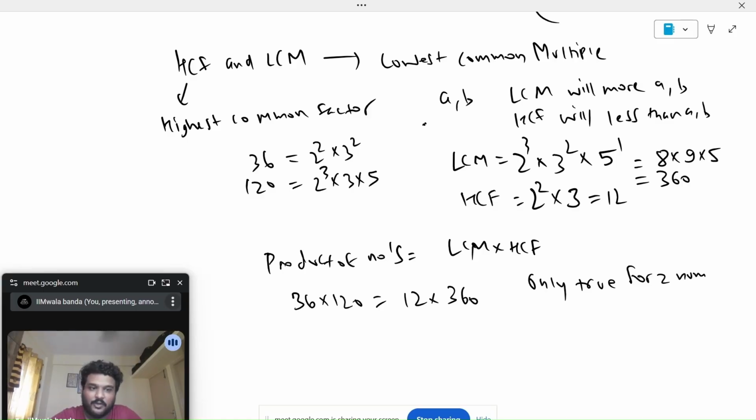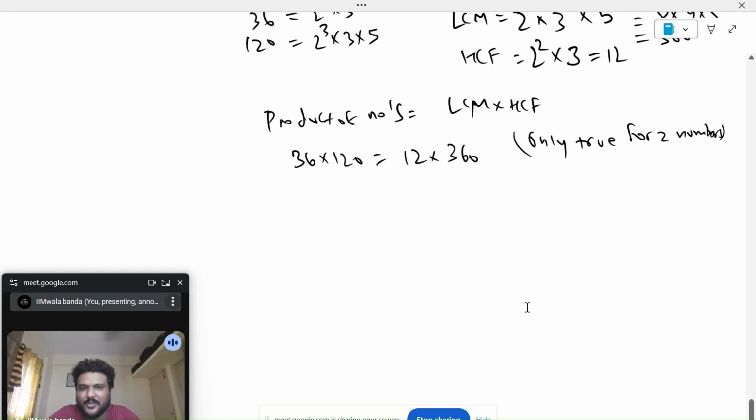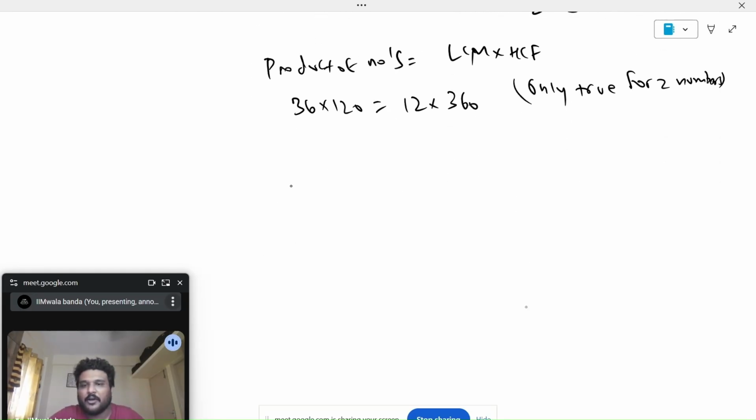And this can be used, for example, let's say we get a question that LCM and HCF of two numbers are this and this, or there's some relation between them. One of the numbers is this, then find the second number. So you can use product of numbers is equal to LCM into HCF. All right. Now let's try to understand the significance of it.